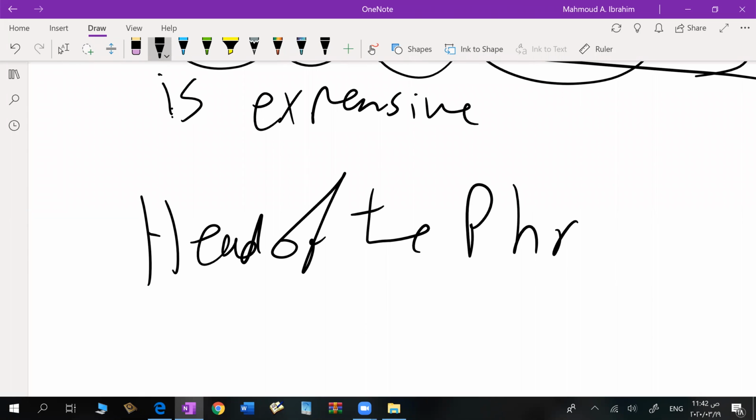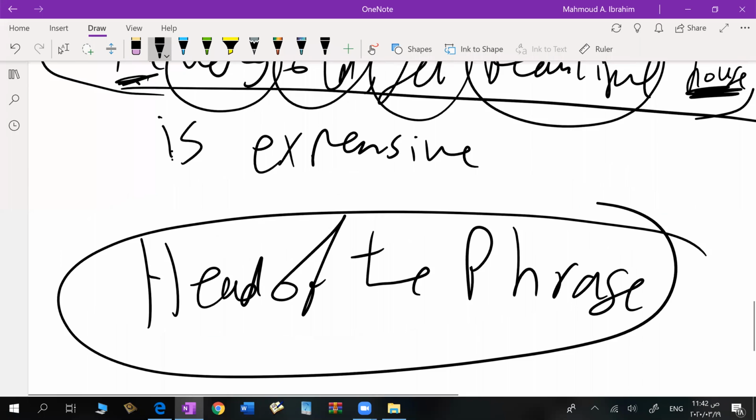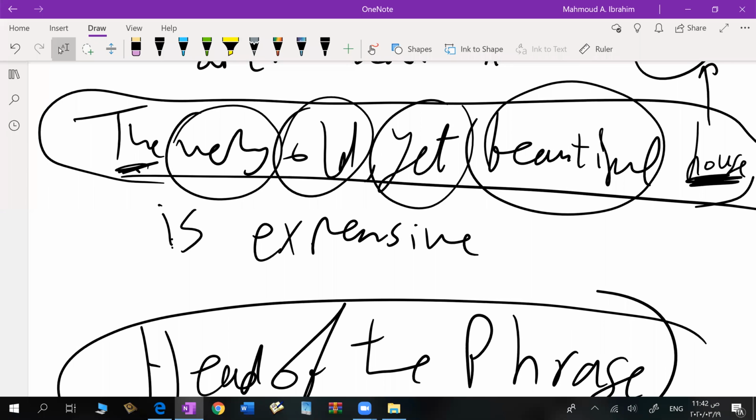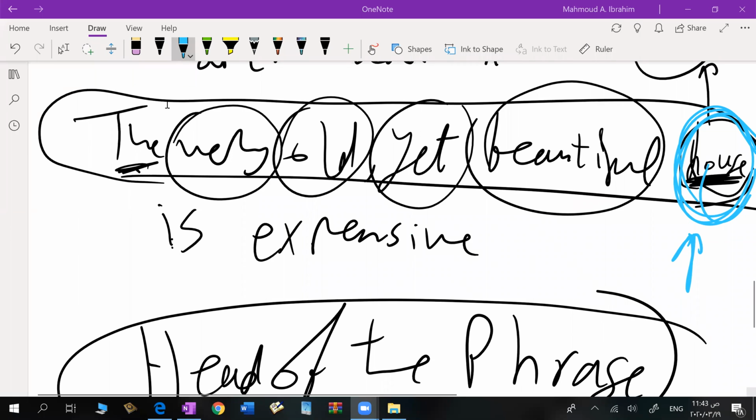The head of the noun phrase is what? Is the noun. So the noun is the head of the noun phrase. Okay? So it must have what? A noun. Like the very old yet beautiful house. All this is a noun phrase. Why? Because of the word house, this word. Do you have a problem here? Do we have a problem? Raise your hand if you have a problem. Okay, I'll assume we all understand.